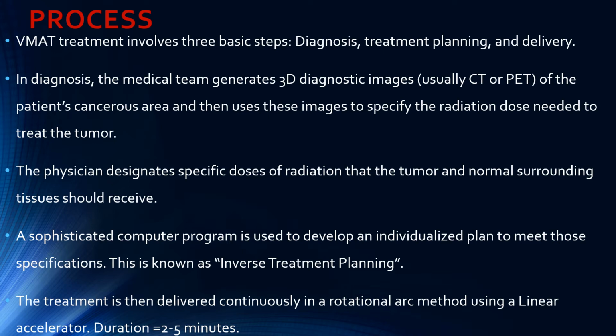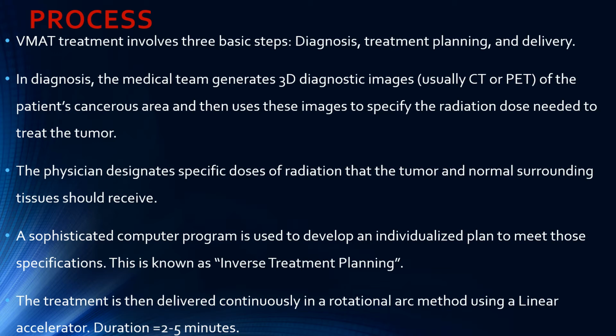Next, we have a sophisticated computer program that is used to develop an individualized plan to meet those specifications. This is known as inverse treatment planning. Inverse treatment planning differs from forward treatment planning because in forward treatment planning, the physicist or oncologist would have to conduct the plan from A to Z, whereas in inverse treatment planning, we simply specify the specific doses needed for the tumor and surrounding tissues, and then the sophisticated computer would develop an individualized plan.